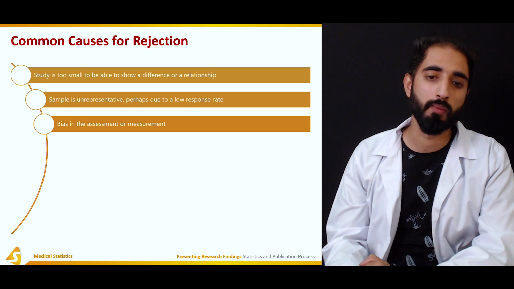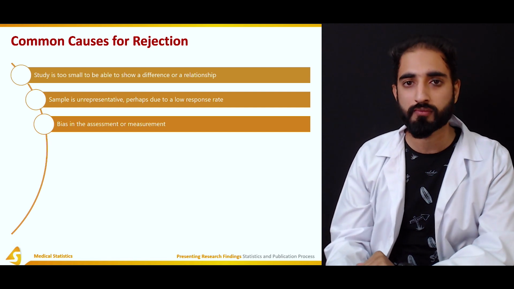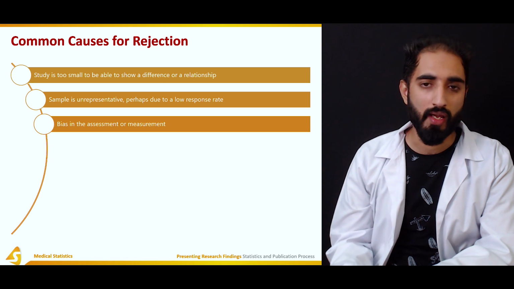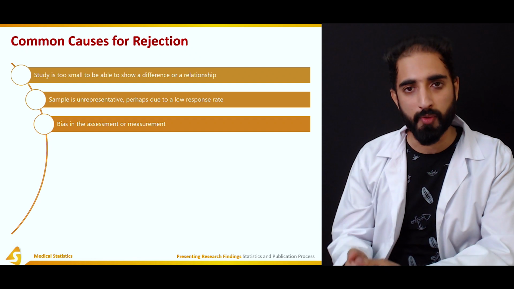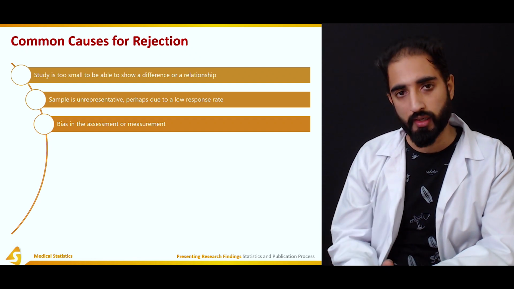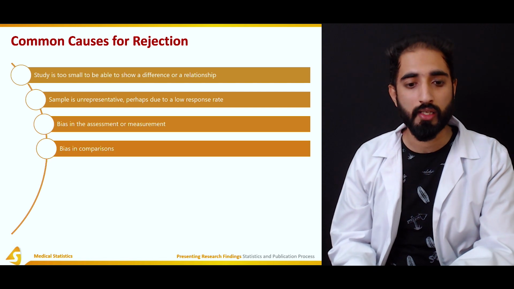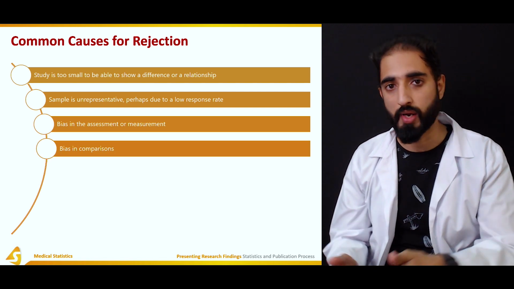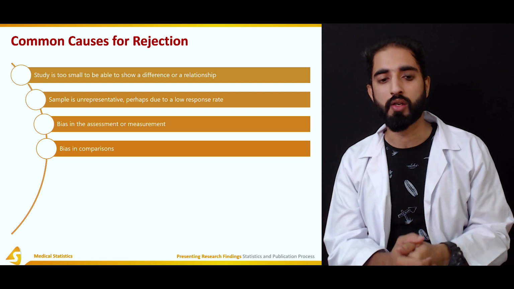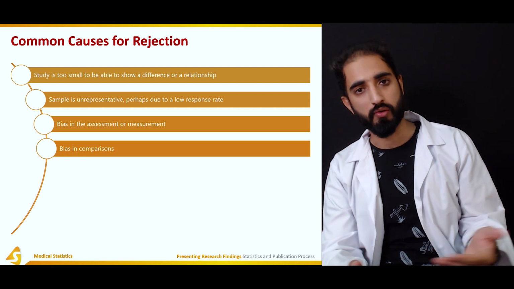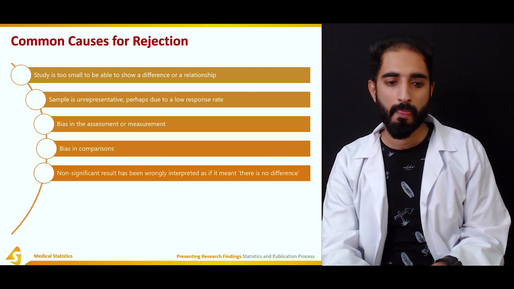Bias in the assessment or measurement. If there is bias, that can be a very negative thing in research, and to eliminate that you can do blinding. Blinding actually reduces the bias. Bias in comparisons, and once again by doing blinding you can decrease the bias in comparative studies such as randomized controlled trials comparing two groups.